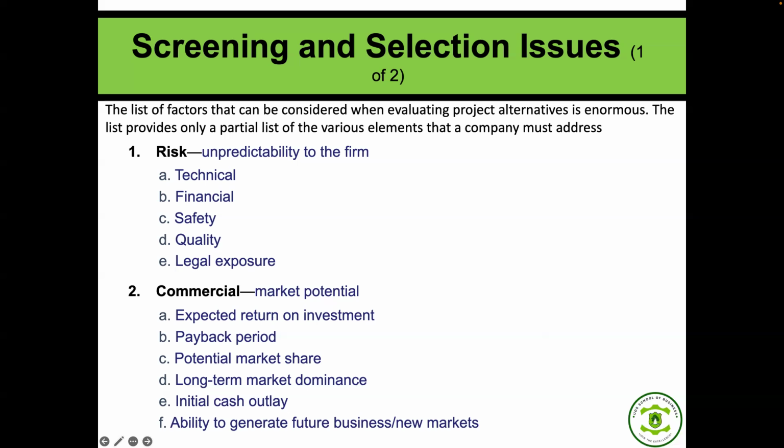Apart from that, maybe the area you are also venturing into regarding this project is legally protected. Let's look at a project in terms of galamsey. You go into a project like that, there's a legal exposure.